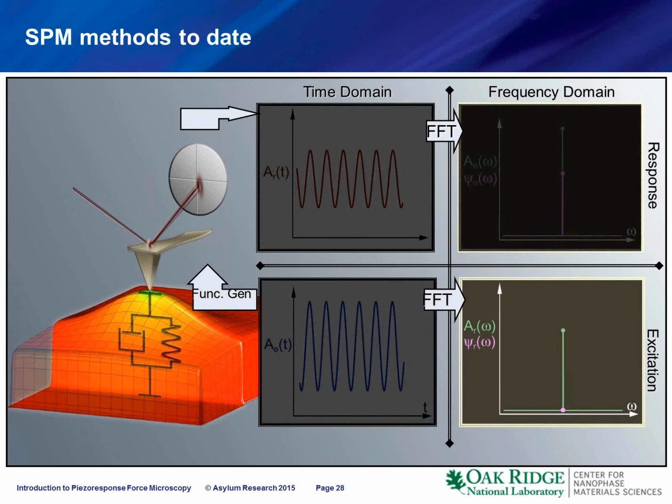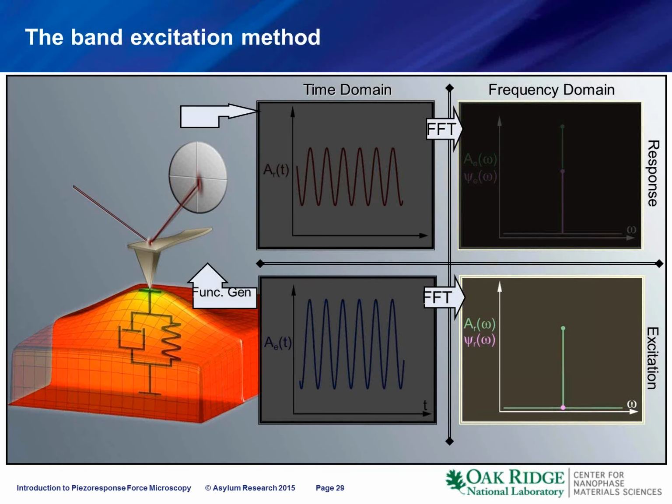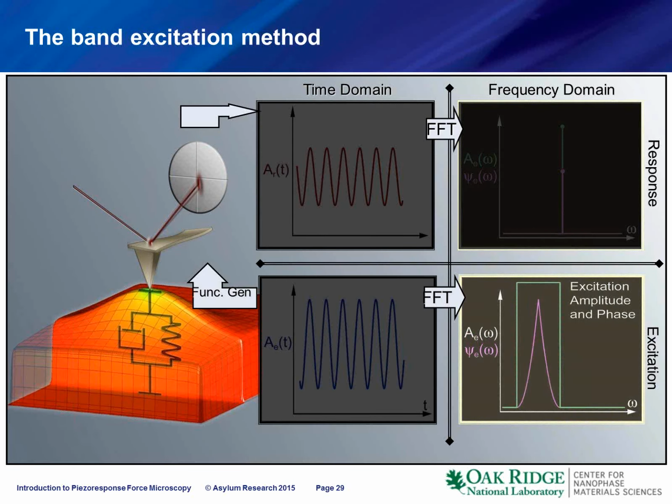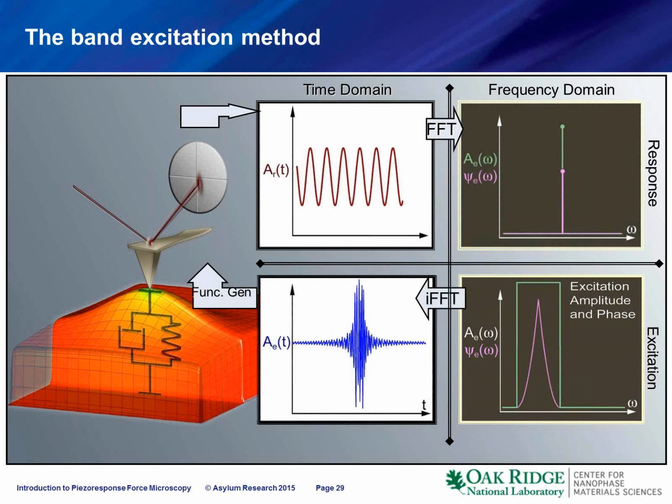So the idea of the band excitation method is actually to go away from this single frequency excitation method, and rather than excite the system by a single sinusoidal wave, to excite it by a band of frequencies. So what we do is we generate a band of frequencies in the Fourier space. We use the inverse Fourier transform to generate the signal in the time domain. So we no longer excite the system by a sine wave, we excite it by this much more complex signal.